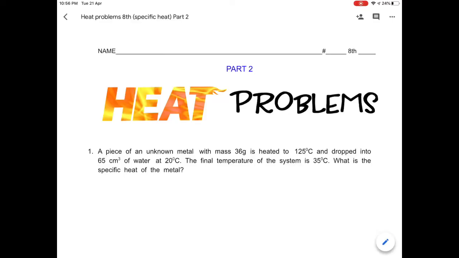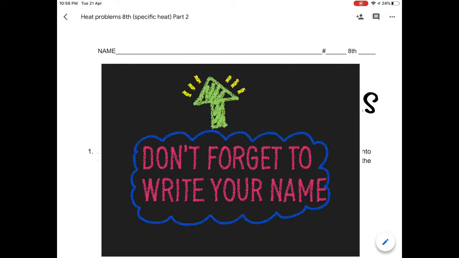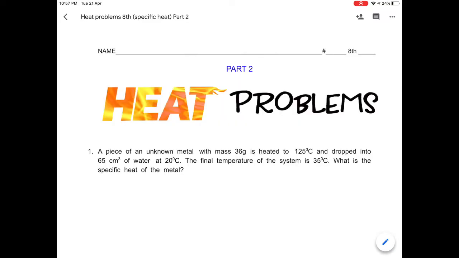Hello, I'm back. So, last time you were working on heat problems, the first part, where you found heat and you found mass. Now we're searching for specific heat. I know in the last one you searched for specific heat, but we'll see these ones that are a little bit different, and the final temperature. So let's start with the easiest one, which is this one.